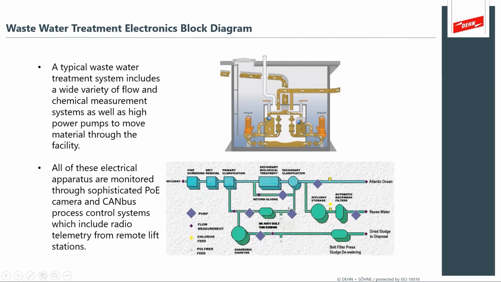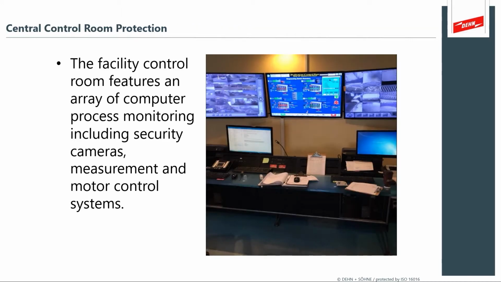And below you see just a typical block diagram of how complex the electrical apparatus is, with the control systems, power over Ethernet, CAN bus, and even the pump systems themselves. We also see very complex control room systems with all manner of computer process monitoring, security systems, measurement, and motor control systems. And this is just a typical example of what a wastewater facility might look like. And the intent is to illustrate what's going on behind the scenes.